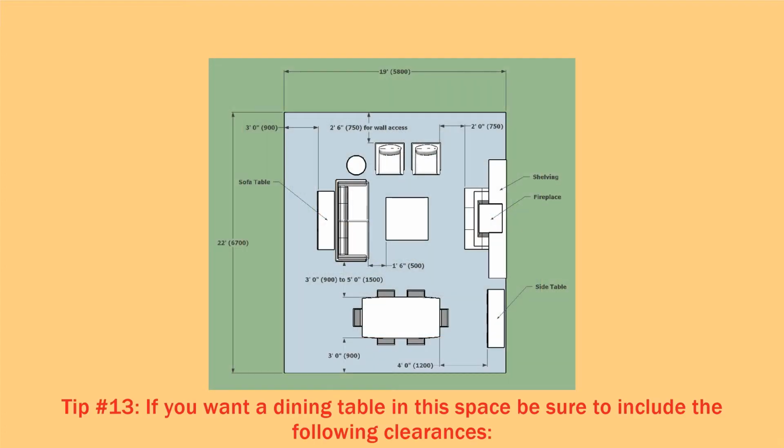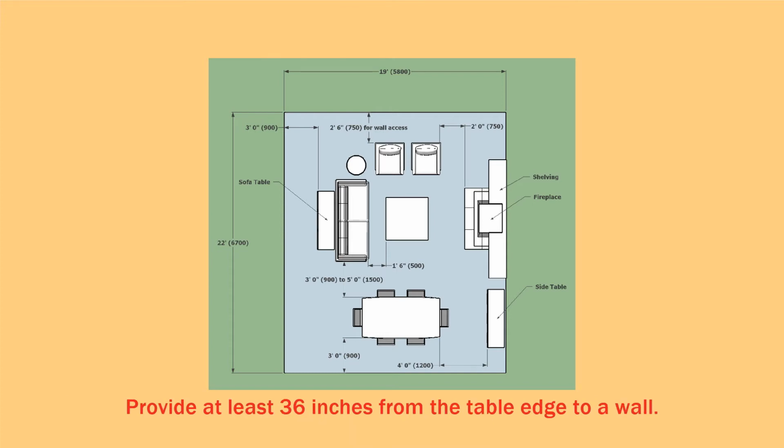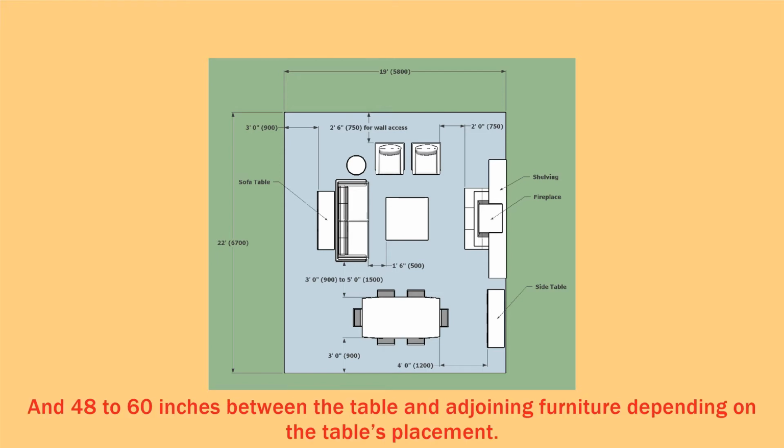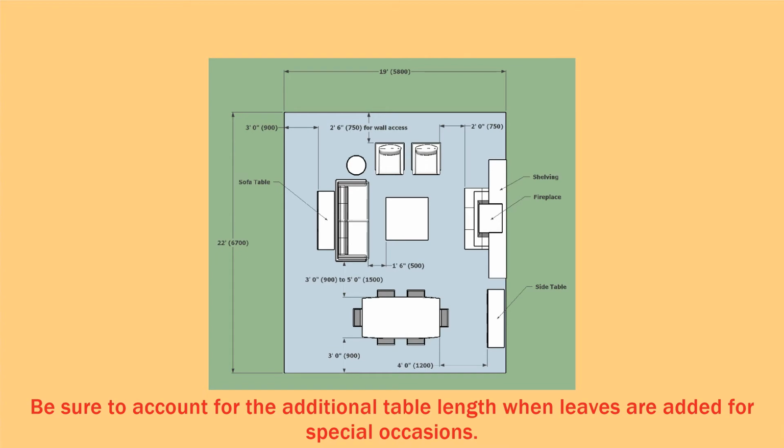Tip number 13. If you want a dining table in this space, be sure to include the following clearances. Provide at least 36 inches from the table edge to a wall, 48 inches from the table edge to a hutch or side table, and 48 to 60 inches between the table and adjoining furniture, depending on the table's placement. Be sure to account for the additional table length when leaves are added for special occasions.